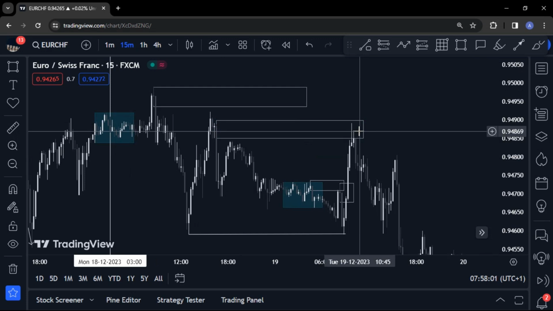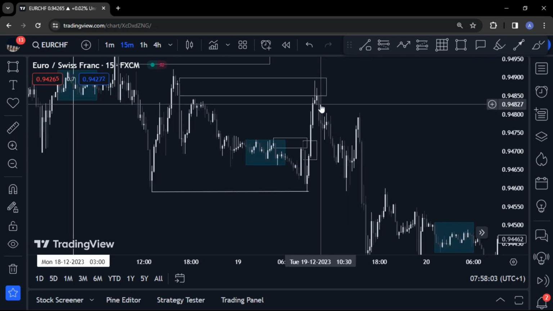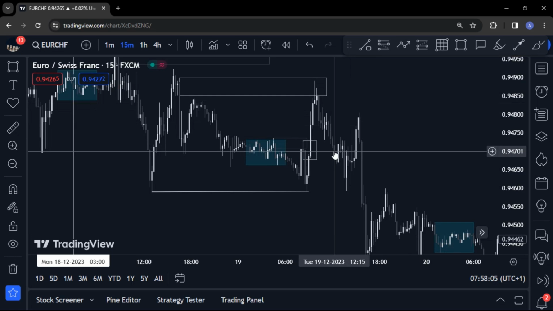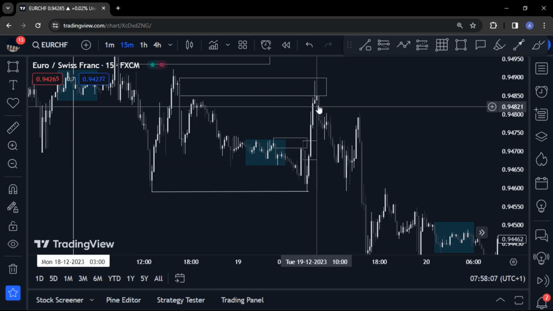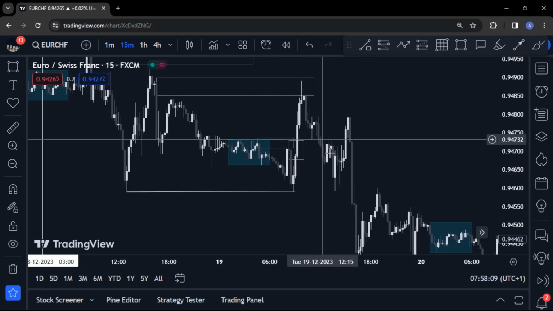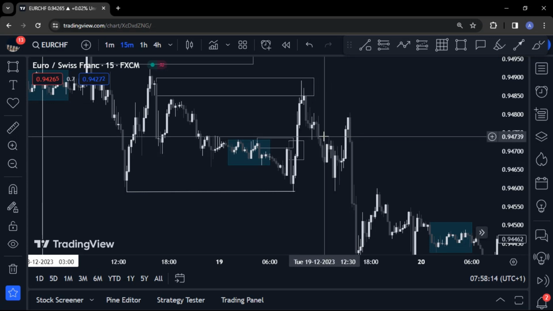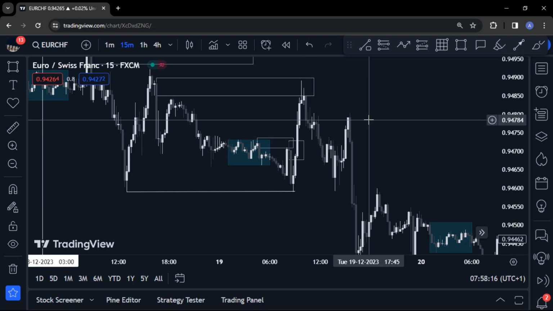So let's proceed now, my guys. And then okay, price started to continue downwards. There was no FVG, so I don't think there's anything clean again.